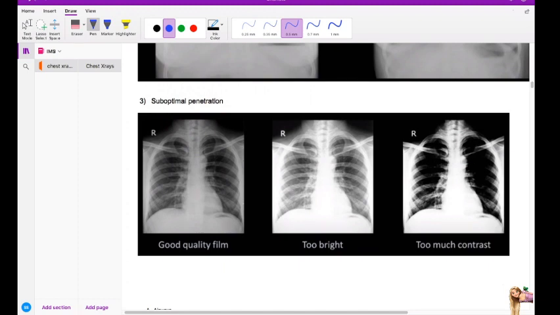The third thing is suboptimal penetration. A good quality film should not be too bright or too dark. That depends on how long the X-ray exposure was done, and what the intensity of the X-rays was. If it's too bright or too dark, we might miss certain pathologies or differences.